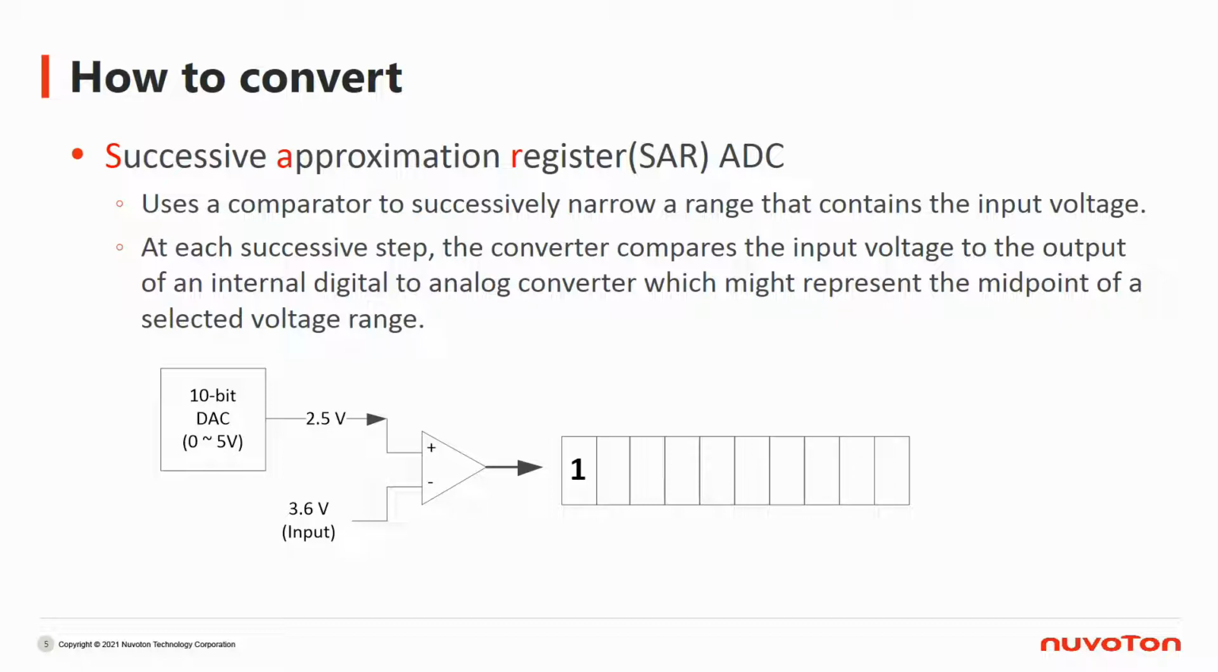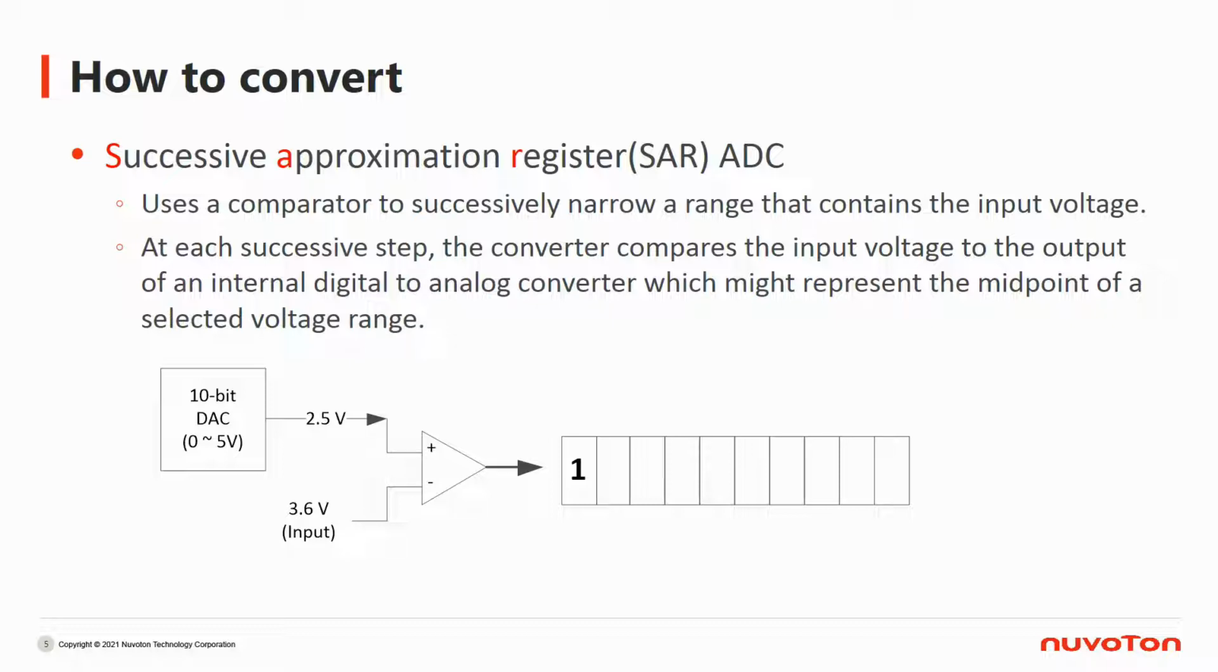First of all, since the range is from 0 to 5 volts, we take the middle value 2.5 volts to do the comparison. Compare 2.5 volts and the input 3.6 volts. 3.6 volts is bigger than 2.5 volts. Therefore, the first bit would be filled with 1. By the comparison, we know that the input value ranges from 2.5 volts to 5 volts. And then we continue the comparison to narrow it down.